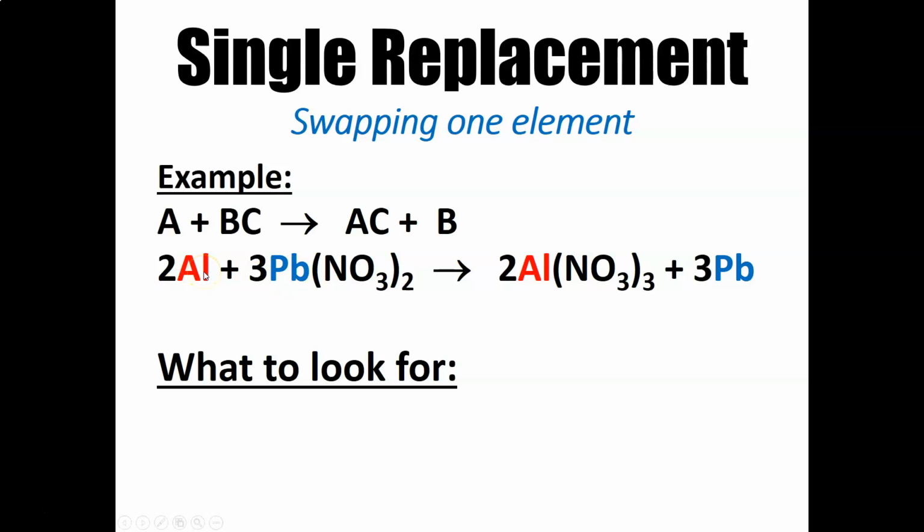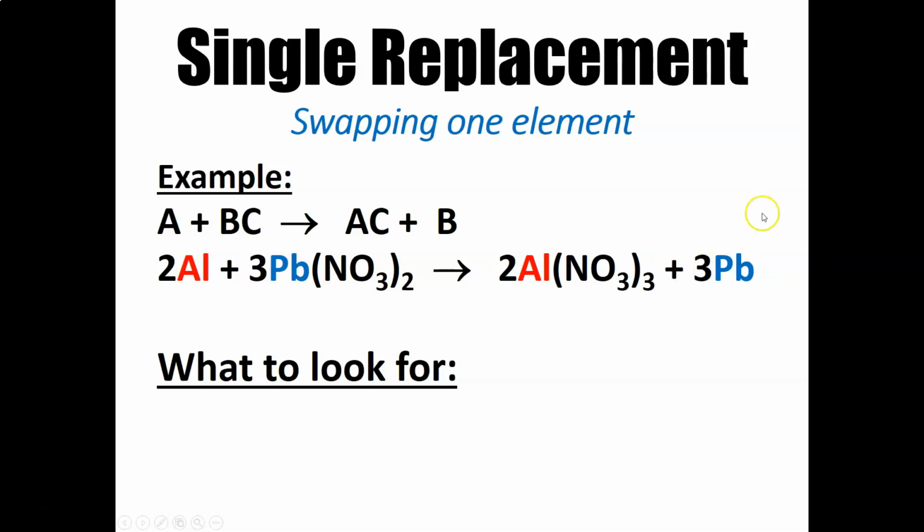Because the aluminum likes to make a cation, it's going to swap places with the other cation. If whatever was here was an anion, it would replace the anion. So you just got to make sure you're paying attention to that. So the aluminum kicks out that lead.